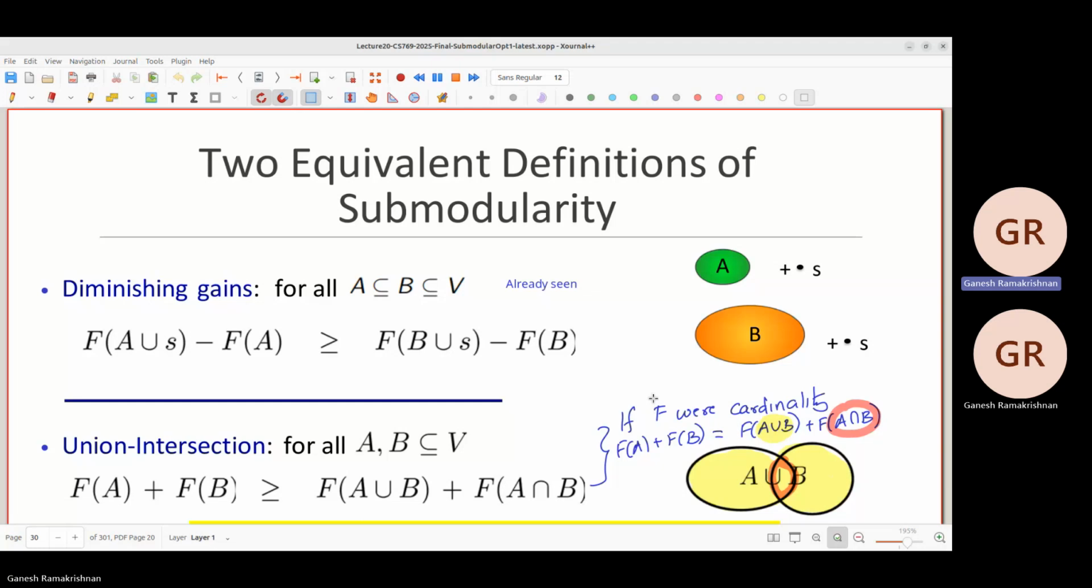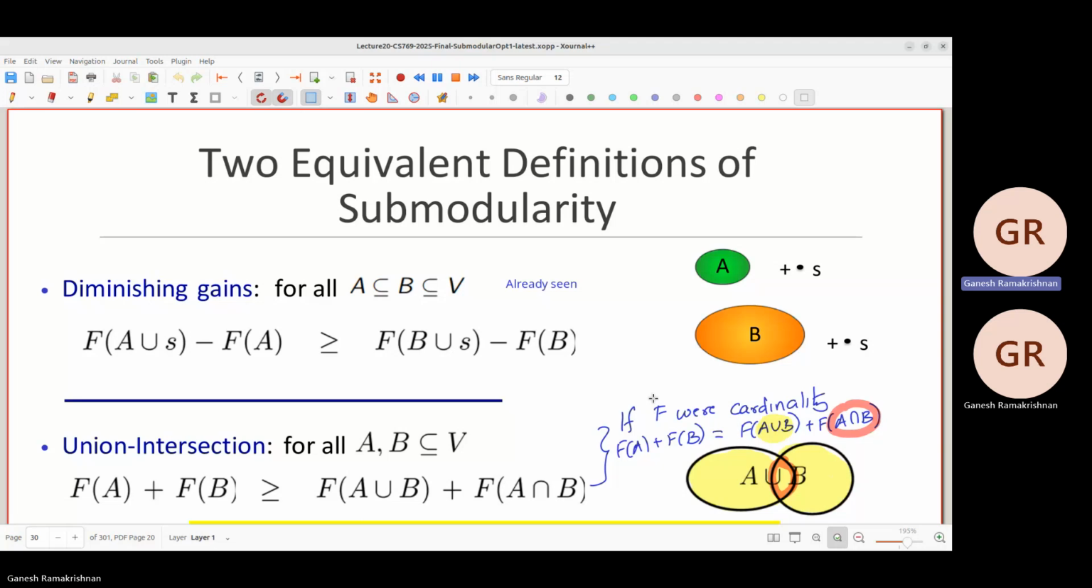The first one is diminishing returns, A union S. As I said, this is a very canonical example because in proofs of this nature, including approximation guarantees on greedy algorithms, a lot of it is about constructing sets. So we had constructed some sets, right?